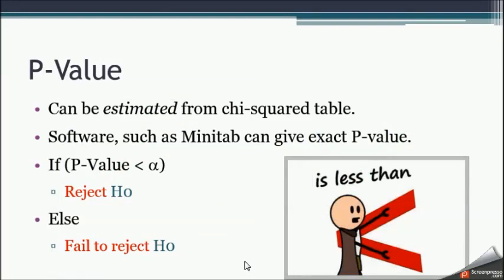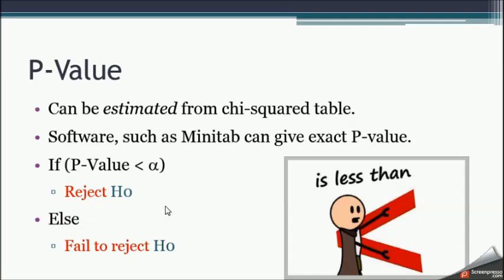Also, we can use the p-value to examine and check our hypothesis. But in fact, the p-value can only be estimated from the chi-square table. We don't have a methodology to get the exact value, except using exact calculations from equations or using some software like Minitab. Using software like Minitab, as we will see later, can give us the exact p-value.